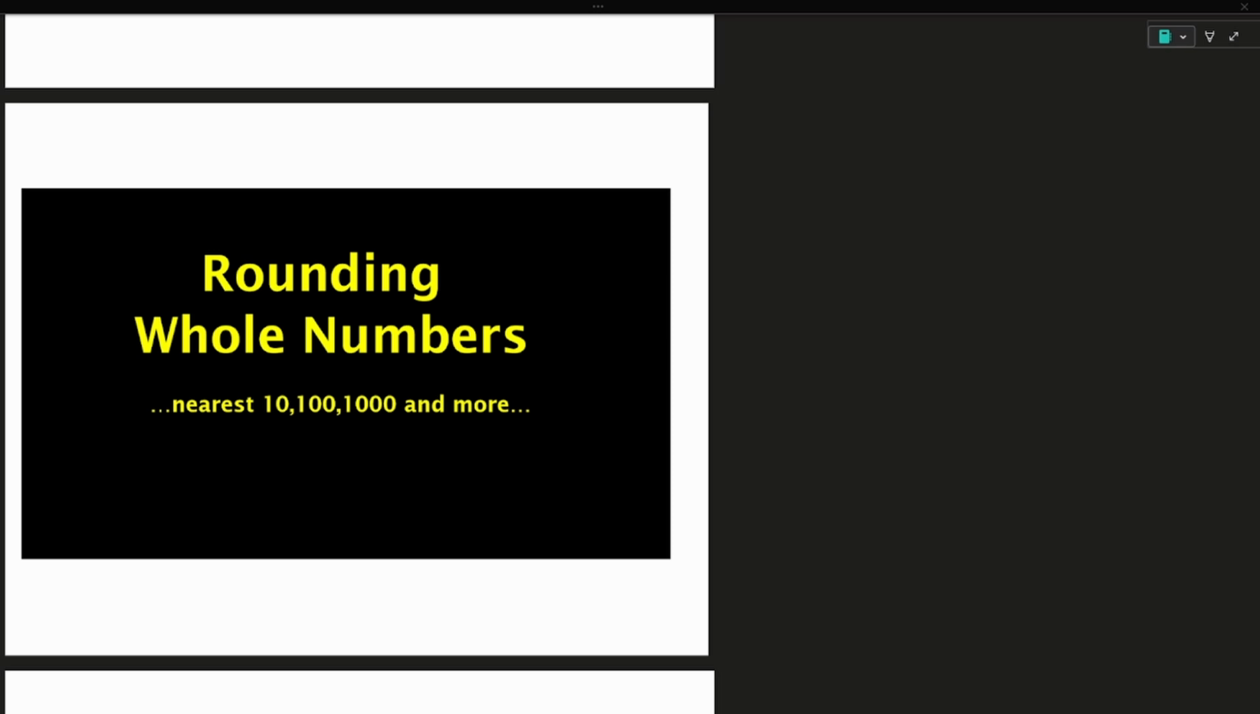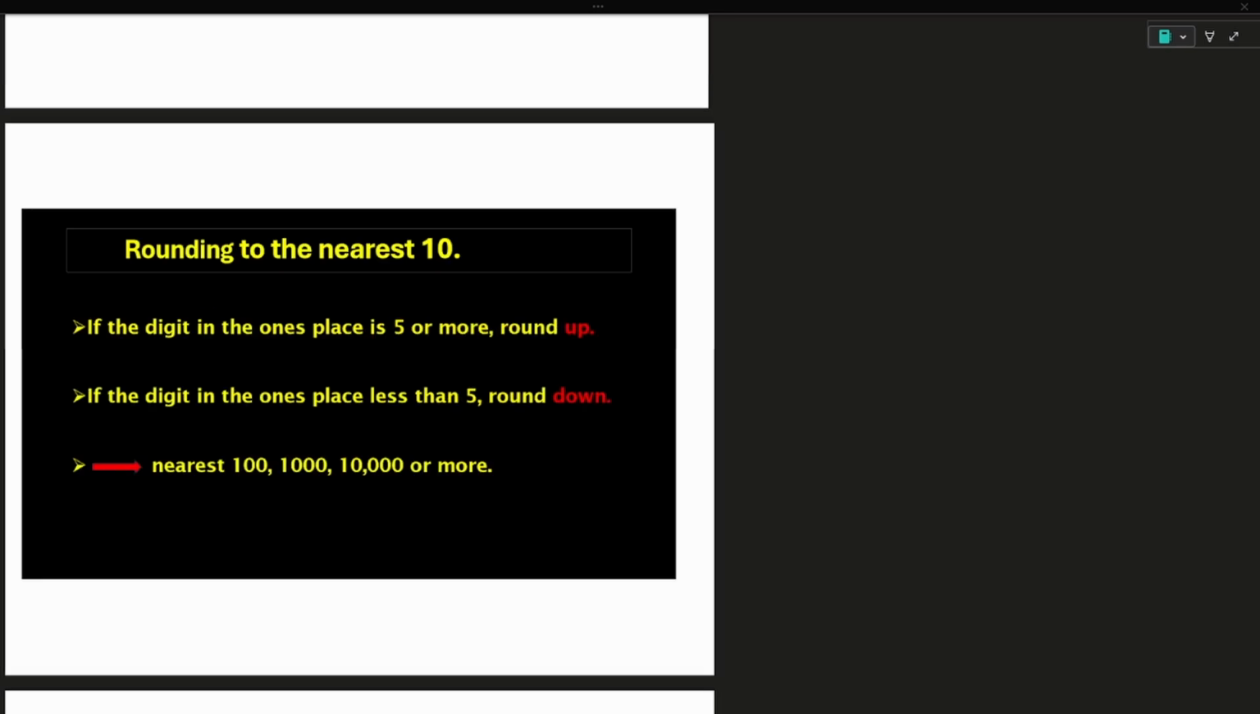Today we are diving into another essential topic in mathematics, rounding whole numbers to the nearest 10, 100, 1,000 and even more. Let's get started. Rounding to the nearest tens.